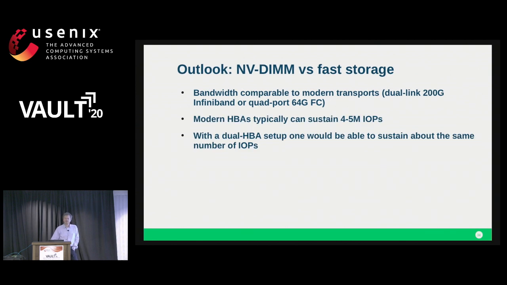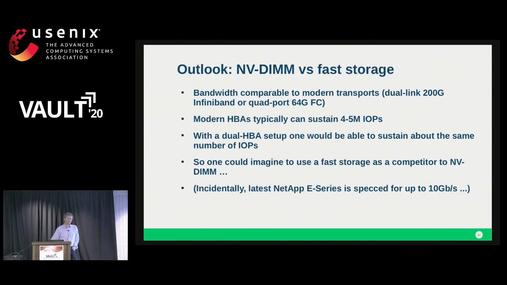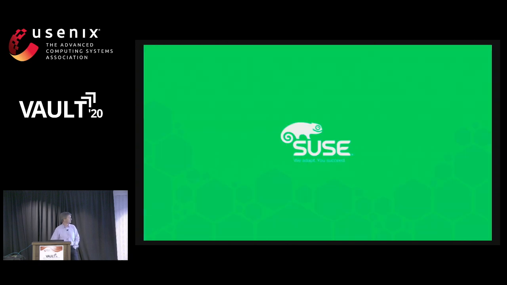And if you look at modern HBAs, they can sustain up to 4 or 5 million IOPS. So if you put two of them in, you would be getting the same number of IOPS. So we should be able to build fast storage which has very similar capabilities to NVDIMMs. Incidentally, the latest E-series from NetApp does 10 gigabytes per second. So it is not the future. We can actually do it in a reasonably short time frame. Right, and that was it from my end.